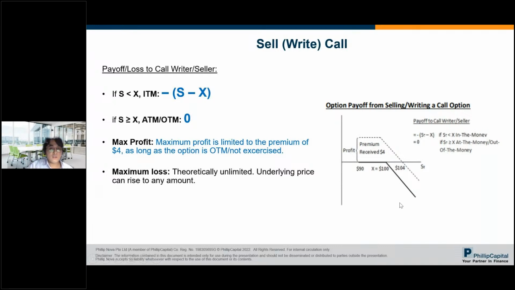the loss that you could potentially have is theoretically unlimited. You see that this line extends to what is theoretically infinity, and this is because your underlying asset price can rise to any amount. Your Nikkei 225 futures can theoretically rise to any amount. It could rise to 1 million. So your losses are unlimited. And this is what we call a naked or uncovered call, and it's actually quite a risky strategy to have.